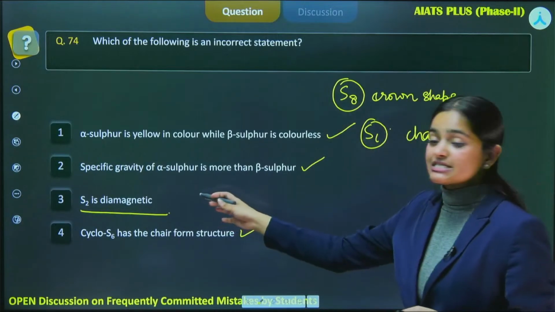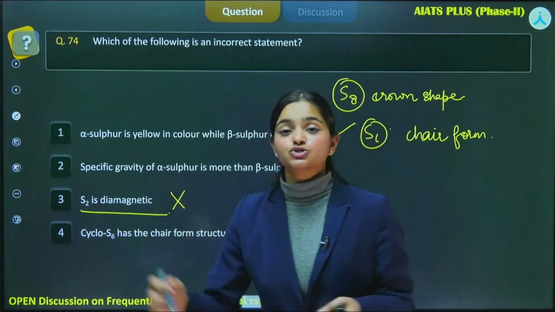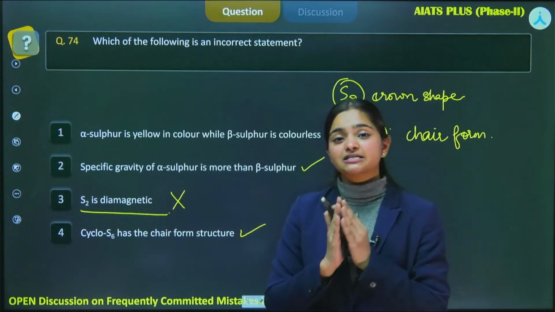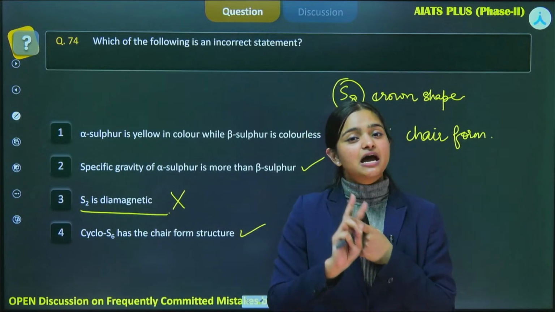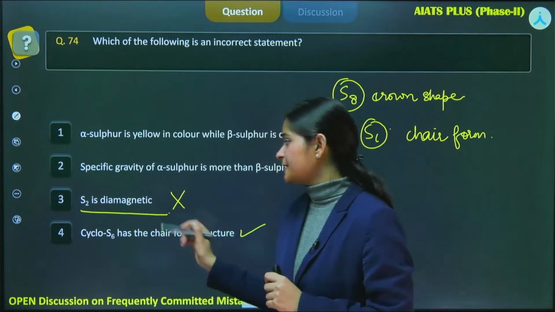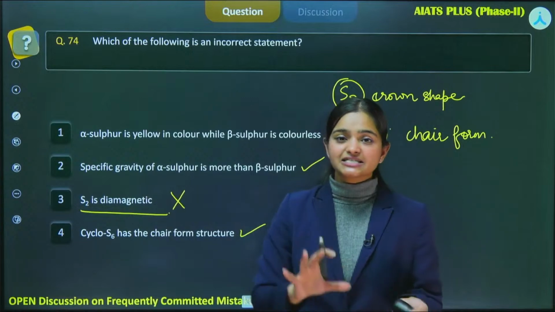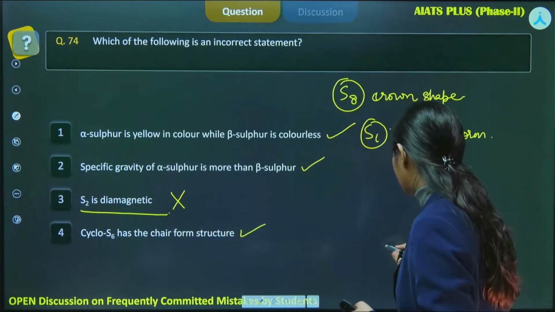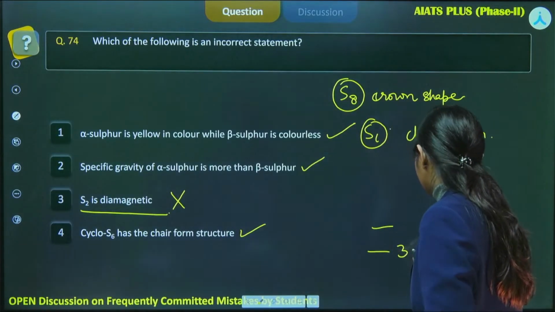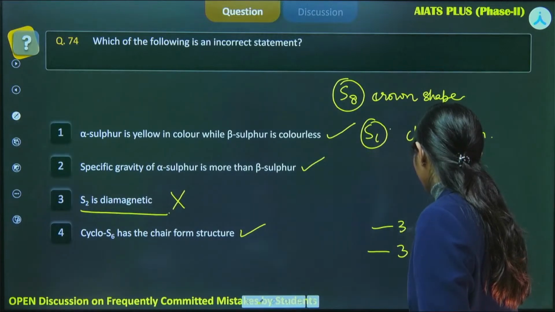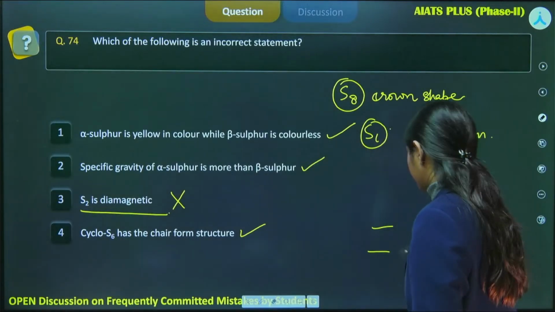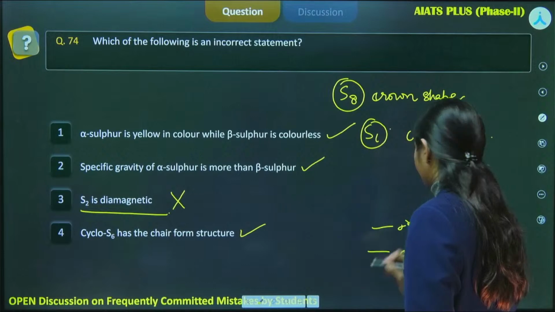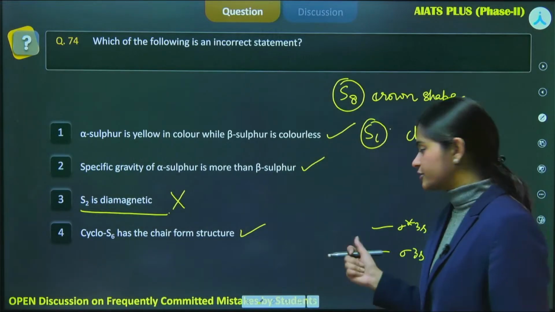So S2 is diamagnetic is a wrong statement because S2 is paramagnetic. How? Oxygen molecule is paramagnetic because it consists of two unpaired electrons present in pi star 2px and pi star 2py. Similarly, for S2, sulfur has 6 valence electrons. For the S2 molecule, it becomes 12 valence electrons, and see, this is sigma 3s, sigma star 3s. We have to fill 12 valence electrons of the S2 molecule, right?